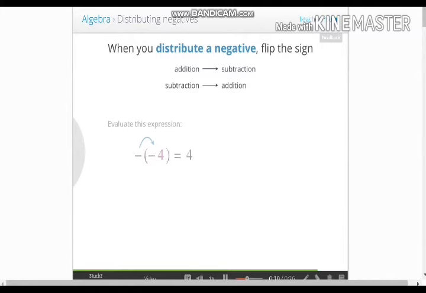So for your final challenge, suppose you have -5, and then you take the negative of that, and then you take the negative of that. So you have -(-(-5)). Can you simplify this expression?